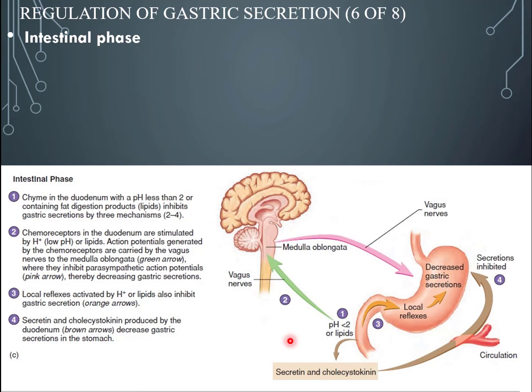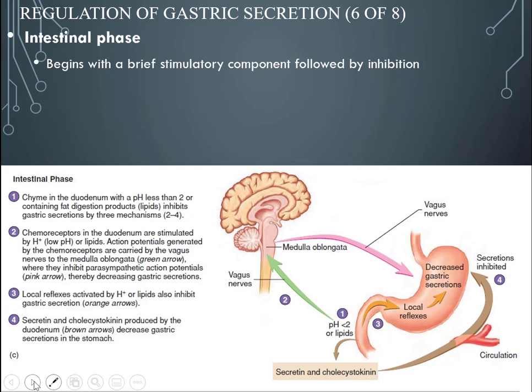Now we get into the intestinal phase, and this is the phase where the first drop of chyme reaches the duodenum. So chyme, and you call that the intestinal phase. It begins with a brief stimulatory component, okay, which is brief stimulation followed by inhibition. That inhibition pretty much will slow down completely the stomach, and that will give us the feeling of satiety or being full already.